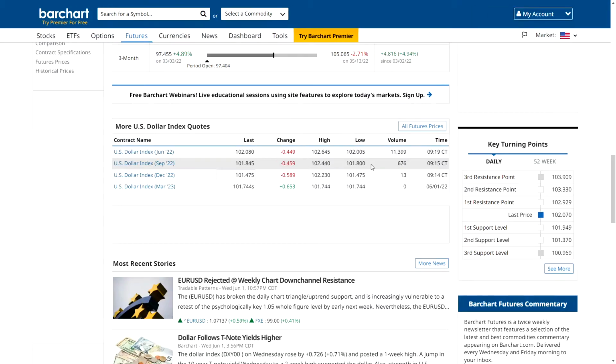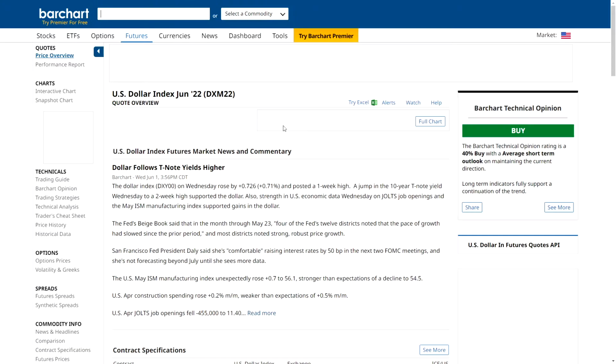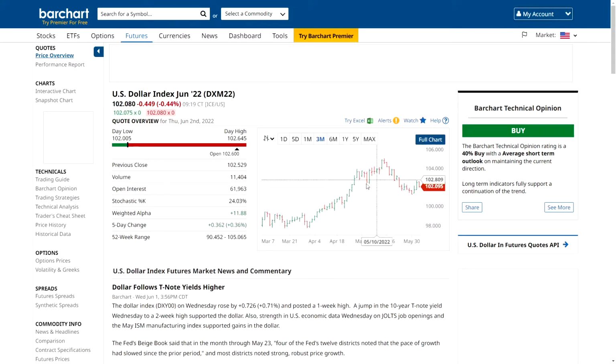We would want to be looking at the volume. Whichever contract has the most amount of volume, that's the contract we need to be looking at. So currently it's the US dollar index June 22. So we click on that, right? And we click on full chart.